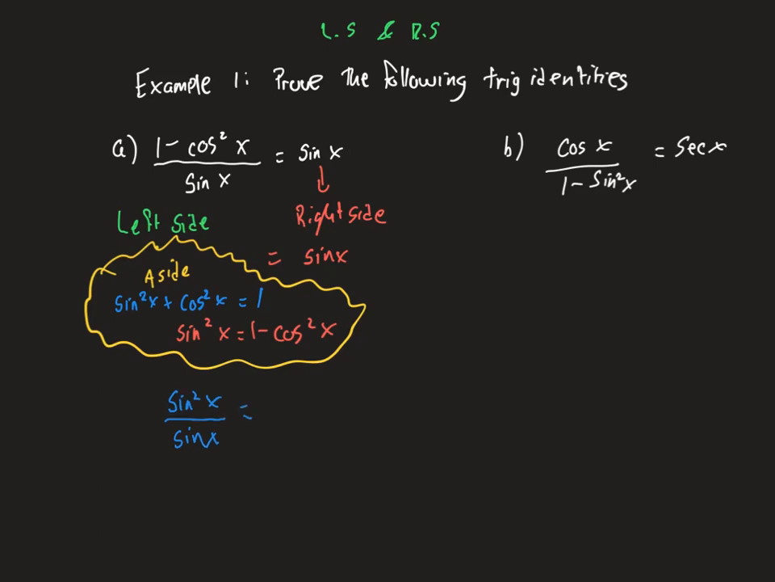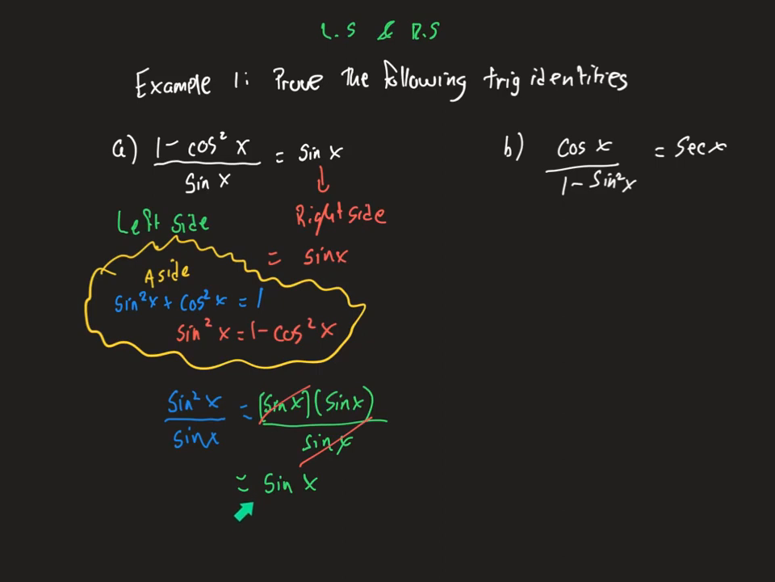What can I do here? Well, I've got sine squared x, sine x on the bottom. Sine squared x is the same thing as saying sine x times sine x. We have a sine x on the bottom. One of these sine x's is going to cancel out, which is going to leave me with sine x.